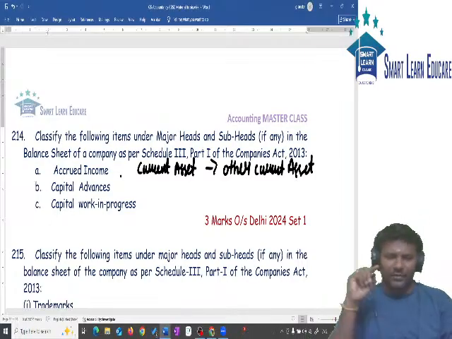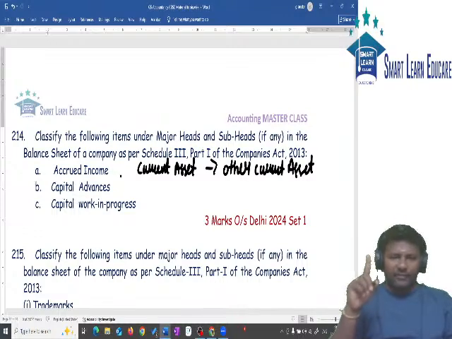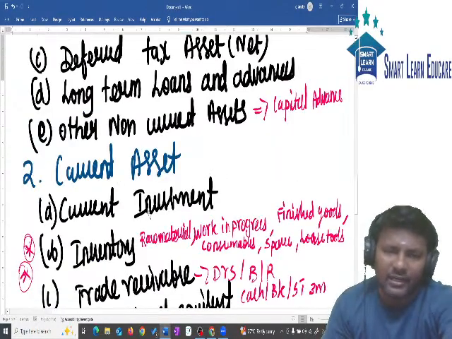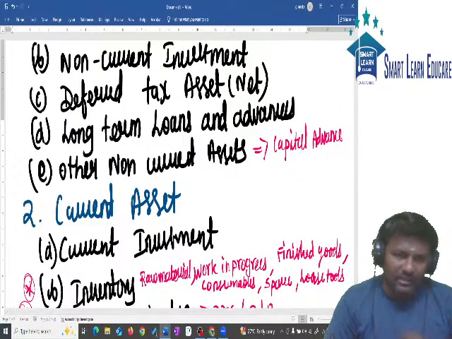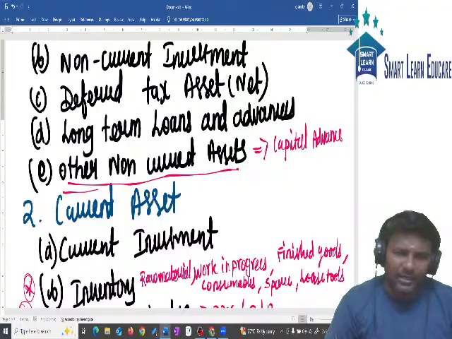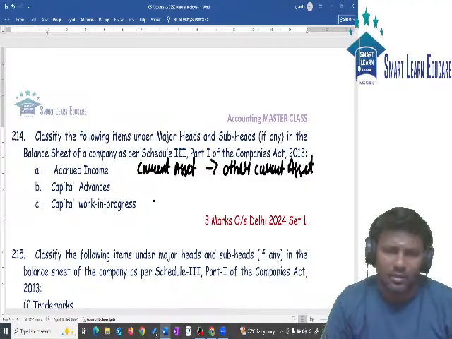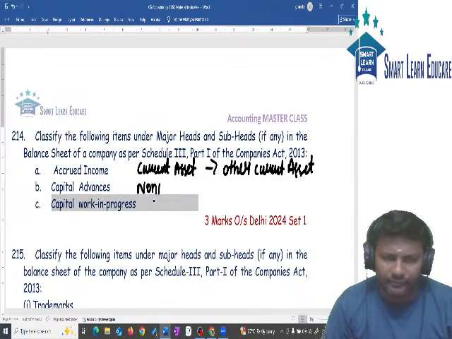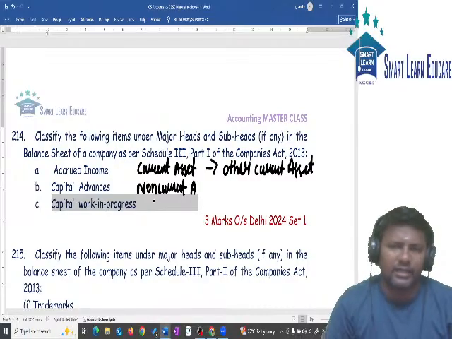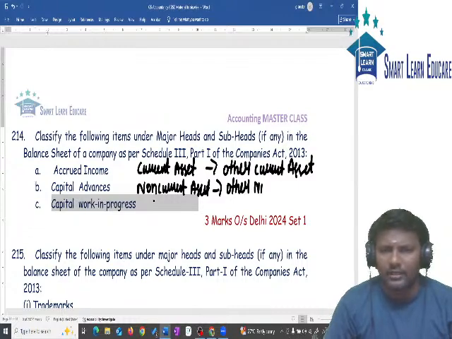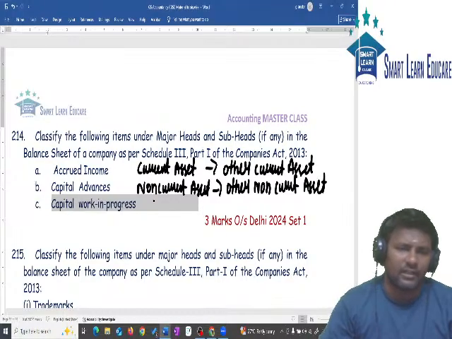Same way. Next one. Capital advance. I said it with stress. Capital is a liability, but here they have given capital advances. Capital advances will come under what category? Other non-current asset. So in non-current asset, it will come under other non-current asset.